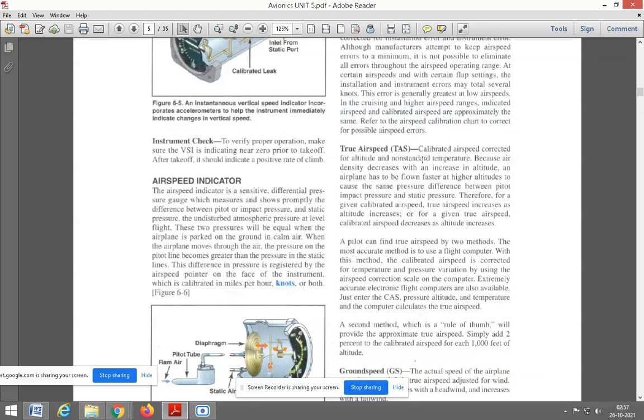Okay, because air density decreases with an increase in altitude, an aeroplane has to be flown faster at higher altitudes to cause the same pressure difference between the pitot static pressure and static pressure. So what happens is, as altitude changes, that means if you increase the value of altitude, then the air density value will be decreasing. Then you have to move the airplane faster at the higher altitude, but the pressure value may change due to the altitude value. So there you have to maintain the pressure value in both the impact line and the static line.